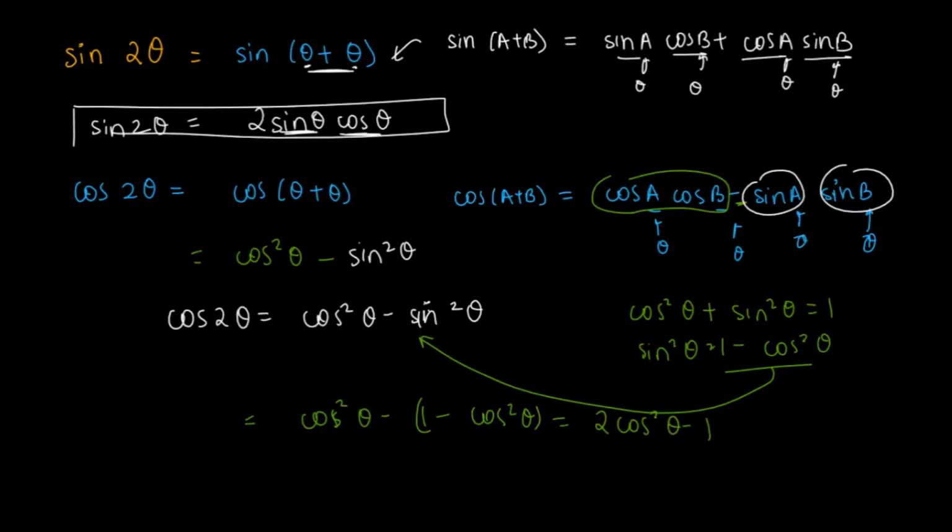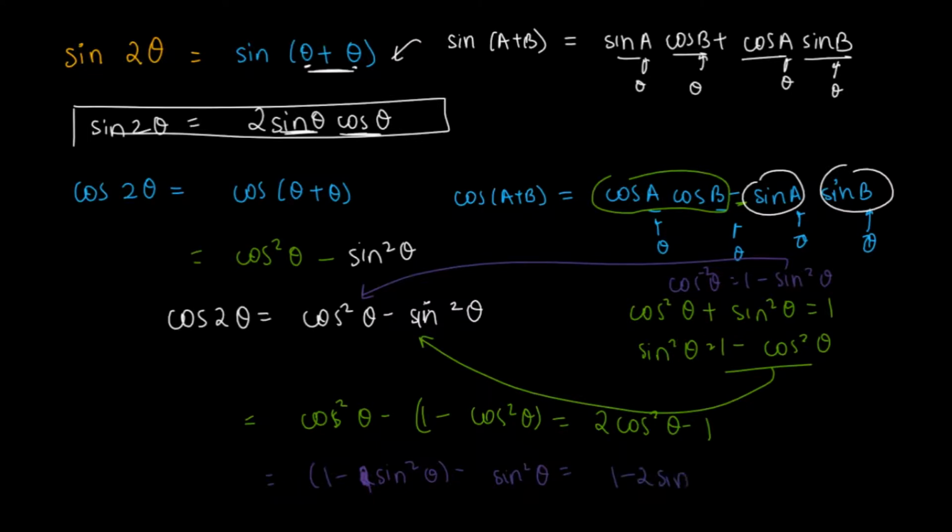Similarly, you can write that cos squared theta is equal to 1 minus sine squared theta. If you put it in right here, this gives you 1 minus sine squared theta, minus sine squared theta. This gives you 1 minus 2 sine squared theta.